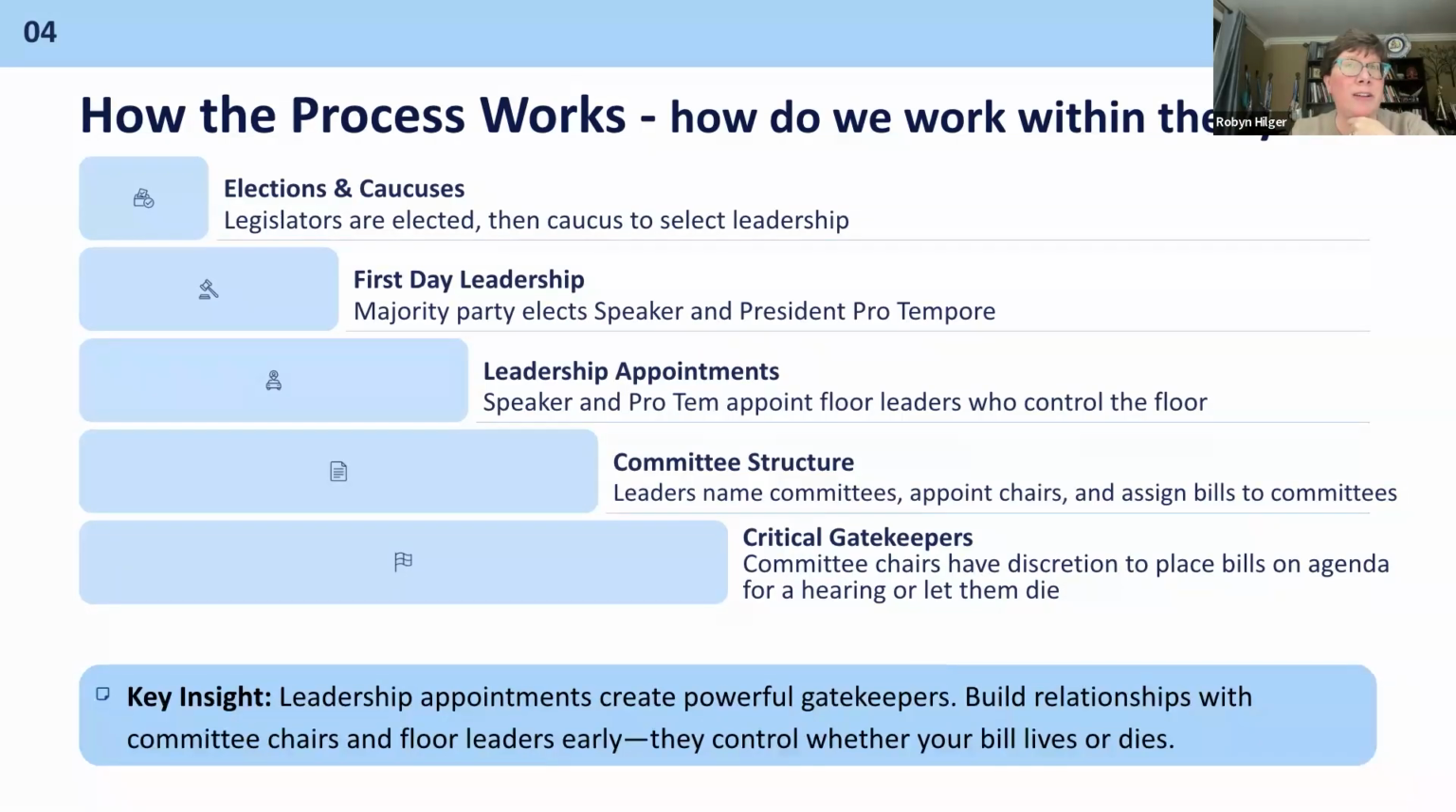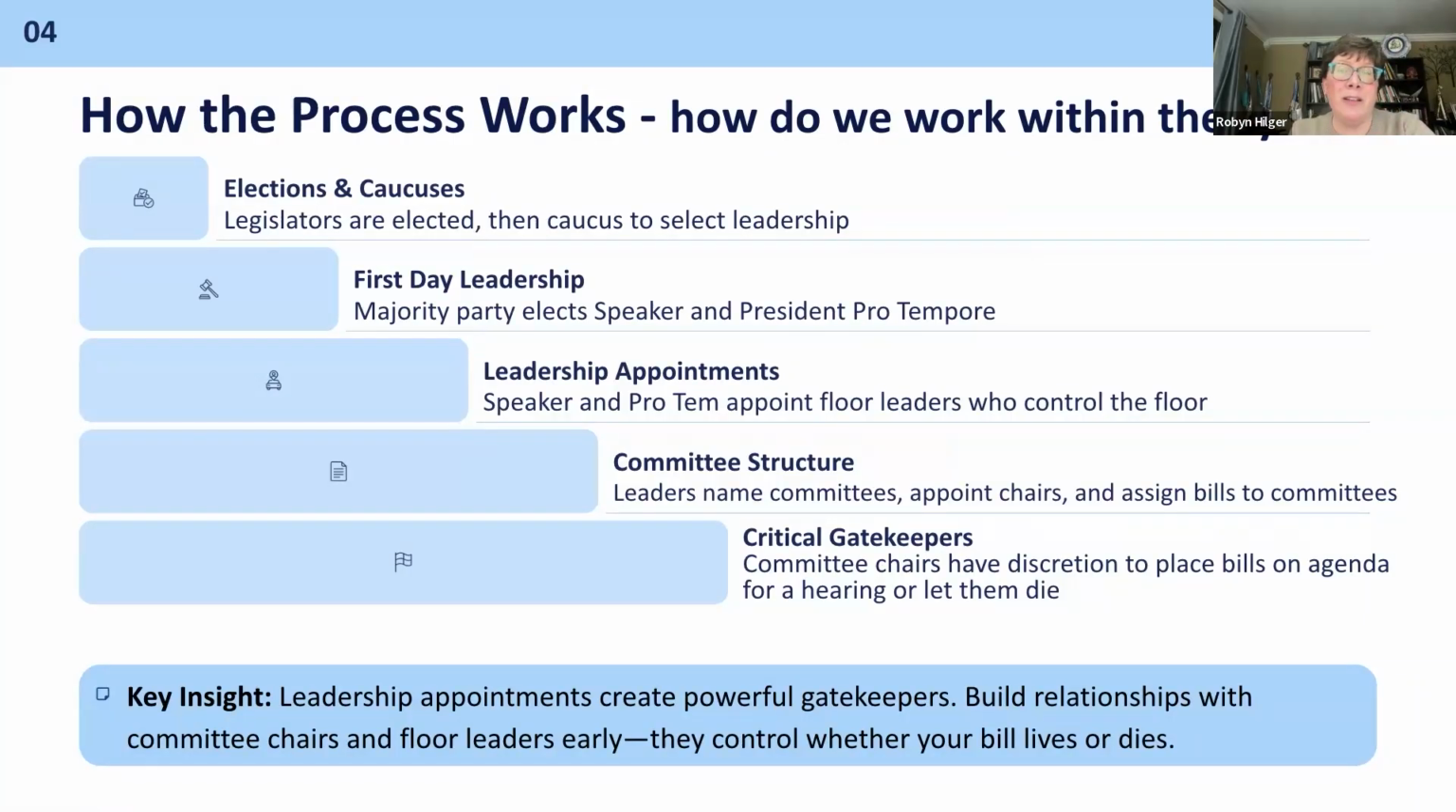So knowing who your committee chair is and having a relationship with them is important because all the committee members are the ones that are going to advance your bill back onto the floor to keep it moving. So those committee chairs have discretion on what they hear and what they don't. So the Speaker may say, here's all the bills that are assigned to your committee, and then the committee chair is going to say, yeah, well, we're going to hear 10 of those and not the other 50. So you also have to continue your advocacy at that level.